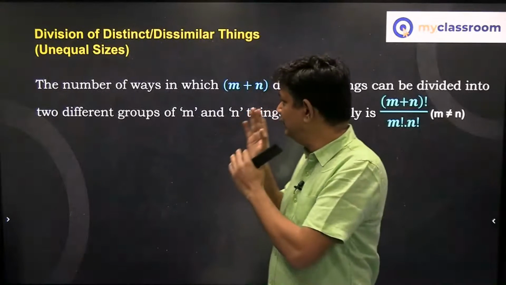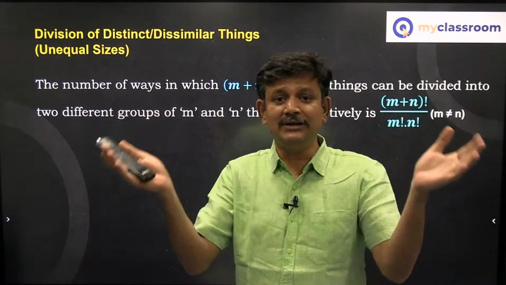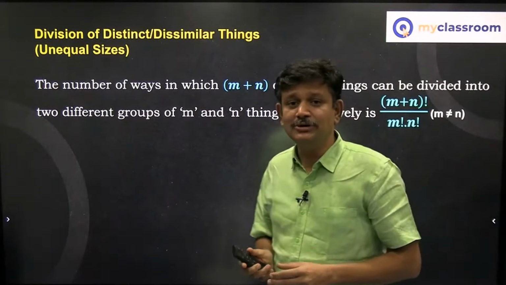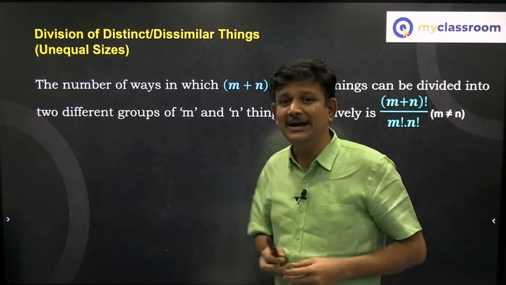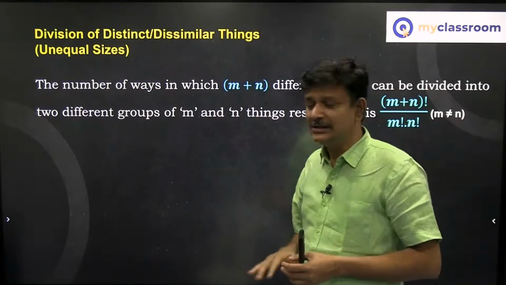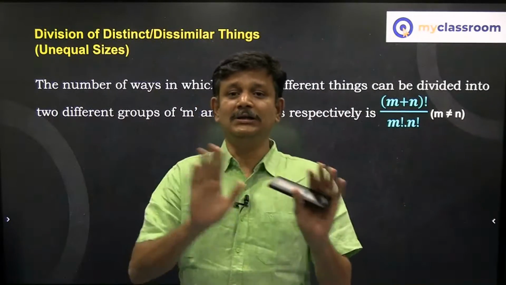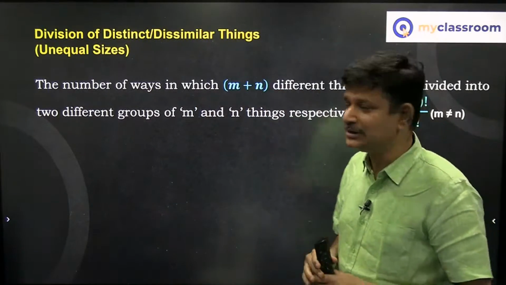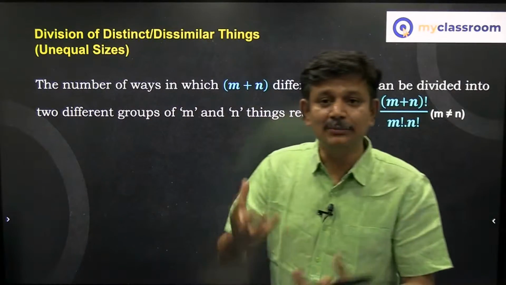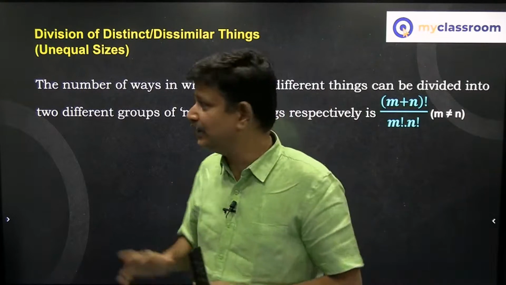In case of dividing m plus n different things, how many different things do I have? M plus n different things can be distributed into 2 different groups, m and n. So whenever the sizes are unequal, whether they are groups or parcels, they are the same. The difference comes only when they are of equal sizes. So whether you call it a group or a parcel, whether they are identical boxes or distinct boxes, there will be no difference whenever they are of unequal sizes.